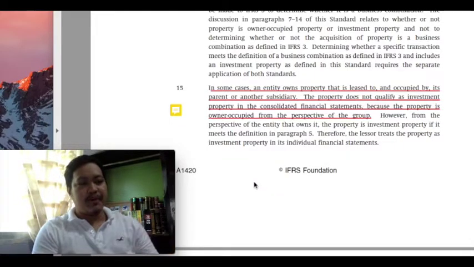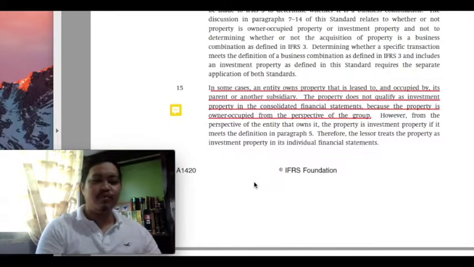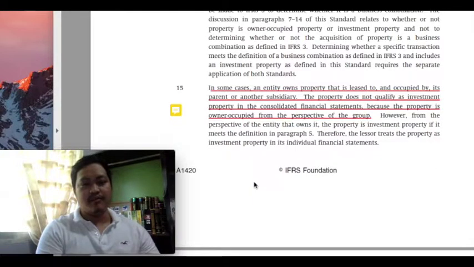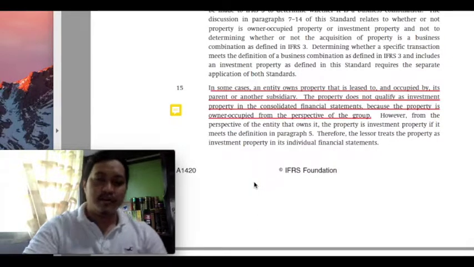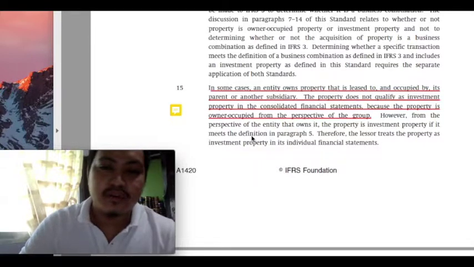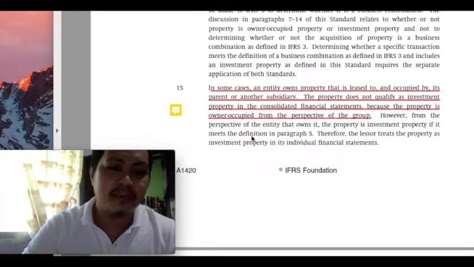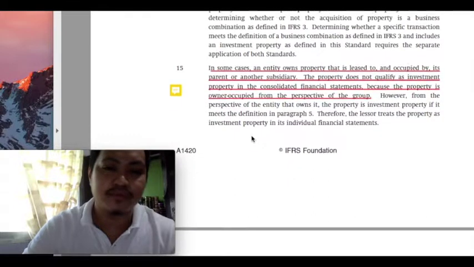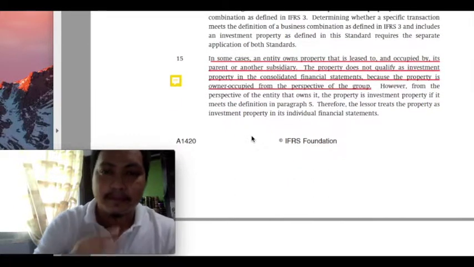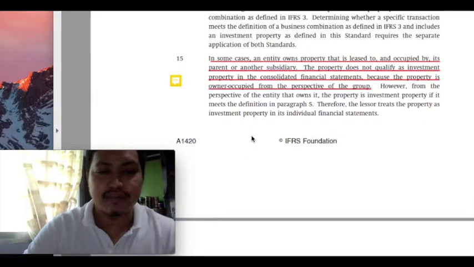In the books of company A, since it is being held for rental, it would be reported as an investment property. In the consolidated financial statements, it would be classified as an owner-occupied property because in the eyes of the consolidated entity, it is both the owner and the occupant of the property. You should not be asked as to the books of company B, class, because the property will not appear in the books of the lessee. If you are asked from the perspective of company B, the question is just trying to trick you, class.